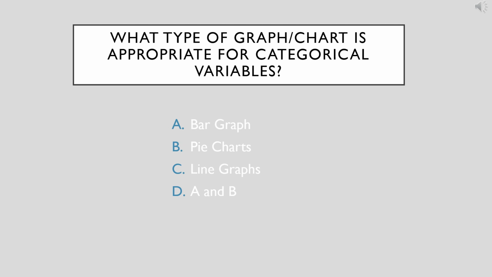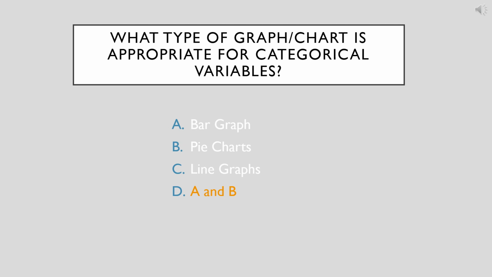What type of graph or chart is appropriate for categorical variables? That's going to be D, both bar graphs and pie charts. And indeed, you can actually show the same data in two different ways using both of those charts and graphs at the same time if you want to. Most people in psychology produce bar graphs by far and away.